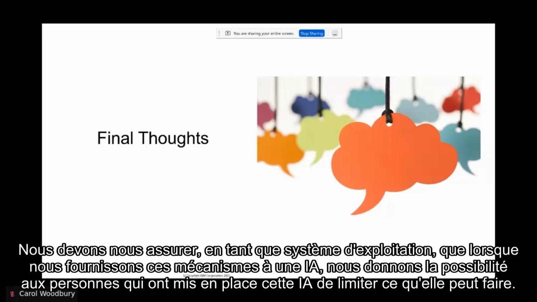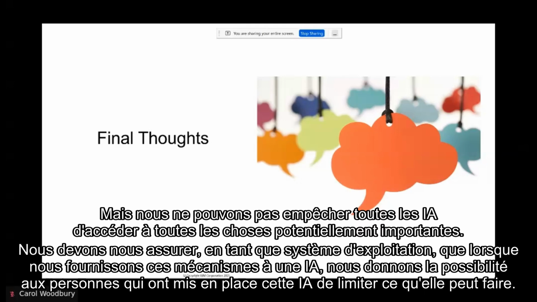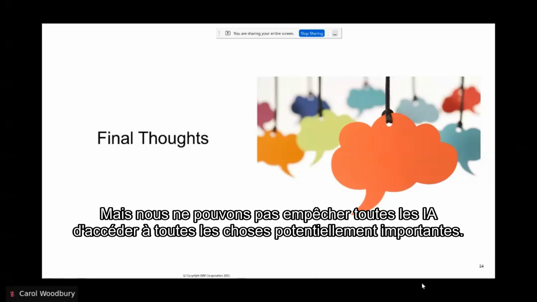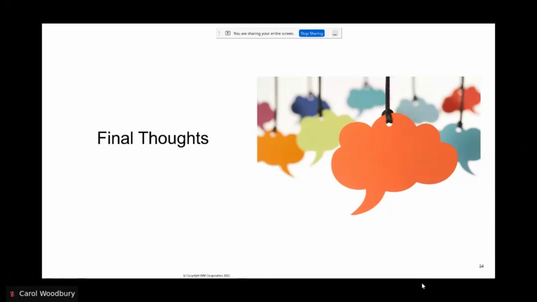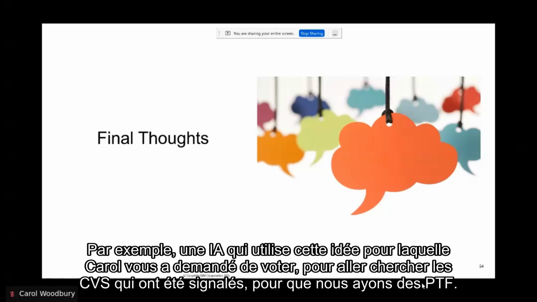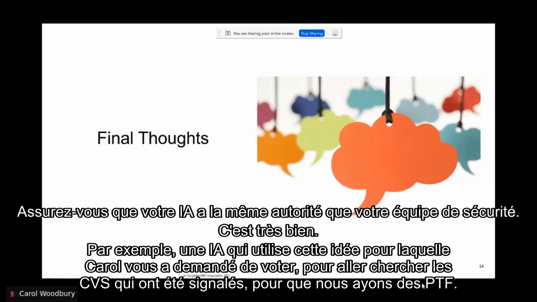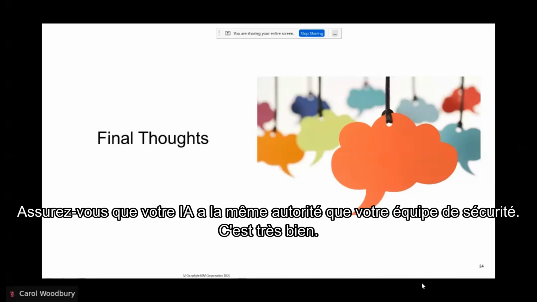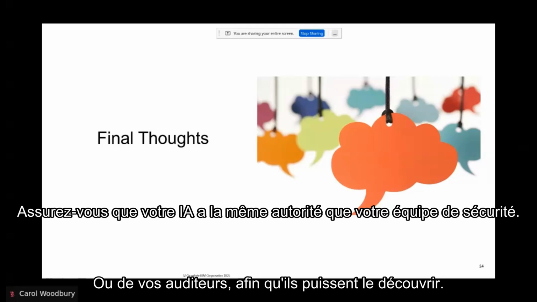But we can't just lock every AI out of every potential important thing. I can imagine, for example, an AI that is using this idea that Carol asked you to vote for to go and find CVEs that have been reported that we have PTFs for. All well and good. Make sure that your AI has the same authority as your security team or as your auditors so that they can find that out.